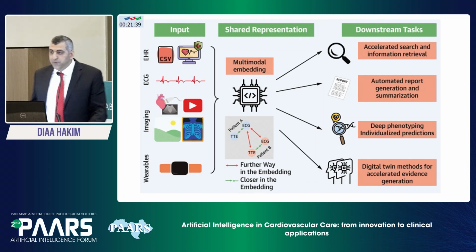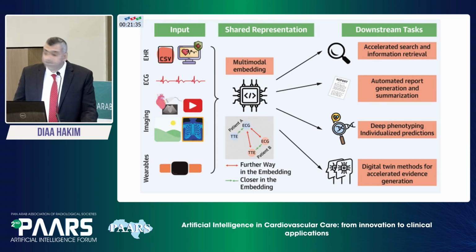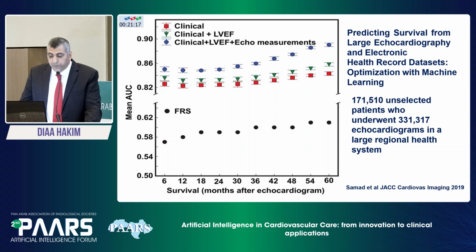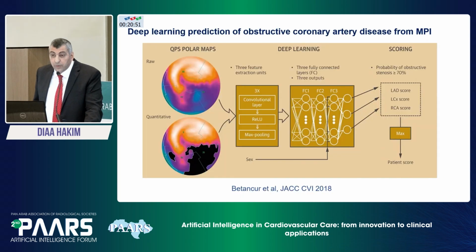The importance of those AI-based programs can be augmented by combining this data, the data we are collecting from images and electronic health records together. So creating such models will help us for disease prediction. So this is a model for predicting survival from echocardiography and health records data, electronic health record data. And as you can see, combining this data together, the performance of the model was superior to just the left ventricular ejection fraction, or the echo measurements alone.